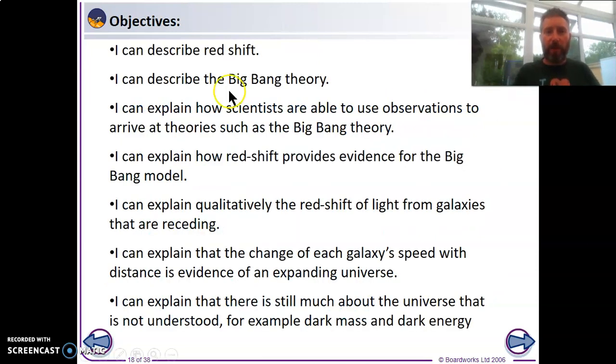So, hopefully, you can talk about what redshift is. It's a shifting towards the red end of the spectrum. You can describe the Big Bang theory. Singularity, bang, everything starts to expand outwards, releasing huge amounts of energy, which we can see as the universal cosmic microwave background. We can use those observations to come at the theory, talk about redshift providing evidence, explain qualitatively the redshift, you don't need to know numbers, and understand this idea that dark mass and dark matter are things that we don't understand yet. So guys, have a go at the questions please.